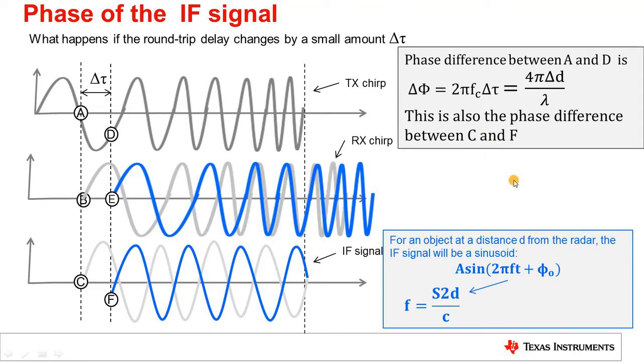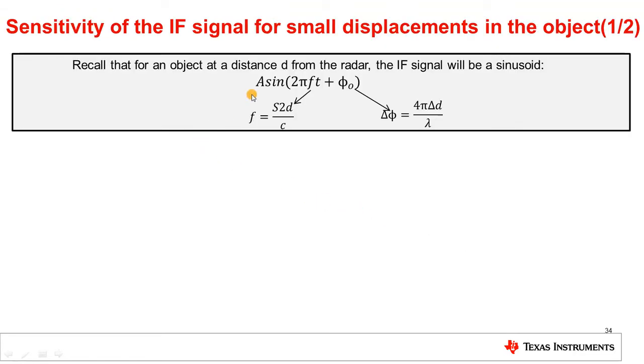So now, to update our understanding of the IF signal thus far, for a single object in front of the radar, the IF signal is a tone with a frequency that is proportional to the distance of the object and also has a starting phase which has the property that it changes linearly with small changes delta d in the distance of the object. So this is the formula that we now know. For an object at a distance d from the radar, the IF signal is a sinusoid with a frequency f given by this equation here, and a phase which linearly responds to small changes delta d in the distance to the object.